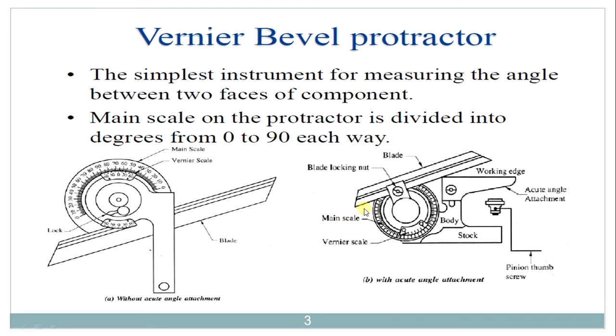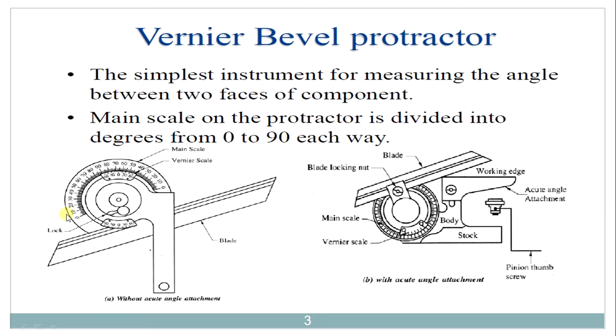One of the important ones is the vernier bevel protractor. Most probably a vernier bevel protractor will look like this, which has important parts such as blades, then the main scale and vernier scale, and a locking screw. This blade can be used as a support, and the other as a working edge. If we want to measure acute angles, we have to add an acute angle attachment. This is the simplest instrument for measuring the angle between two faces.